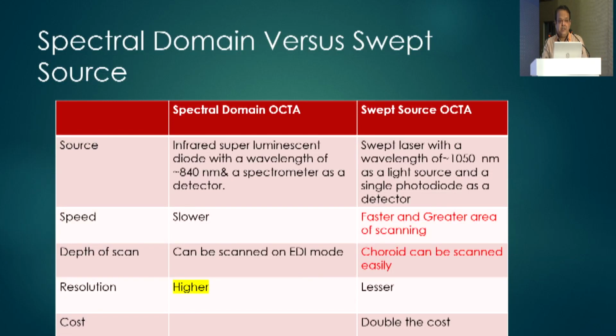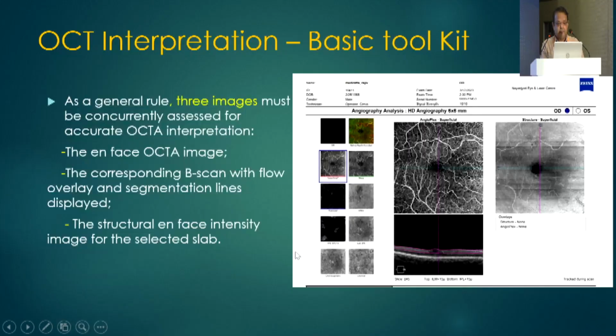So we have two machines: spectral domain versus swept source OCT. As Ritesh has already mentioned, swept source is faster and covers a greater scanning area. Choroid can be scanned easily in swept source, but resolution is higher in spectral domain OCT based OCTA systems. The problem with swept source OCT is the cost is double.